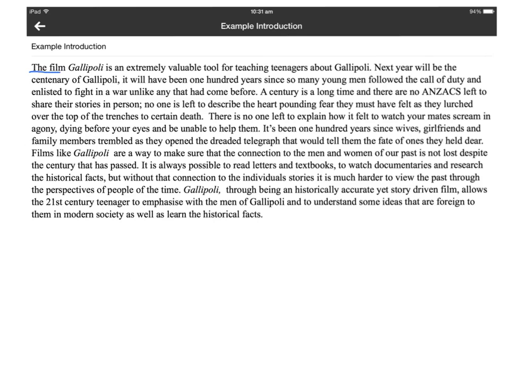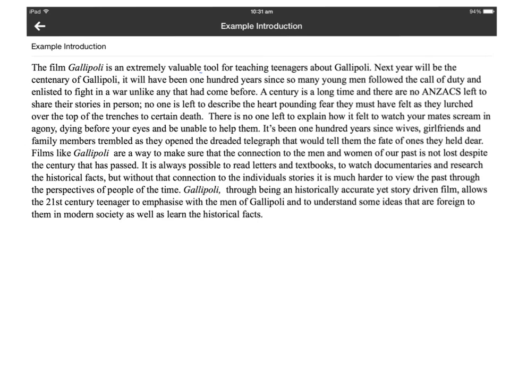The film Gallipoli is an extremely valuable tool for teaching teenagers about Gallipoli. I'm going to continue reading you this introduction, and then we're going to circle our thesis statement. Next year will be the centenary of Gallipoli. It will have been 100 years since so many young men followed the call of duty and enlisted to fight in a war unlike any that had come before. A century is a long time, and there are no Anzacs left to share their stories in person. No one is left to describe the heart-pounding fear they must have felt as they lurched over the top of the trenches to certain death.